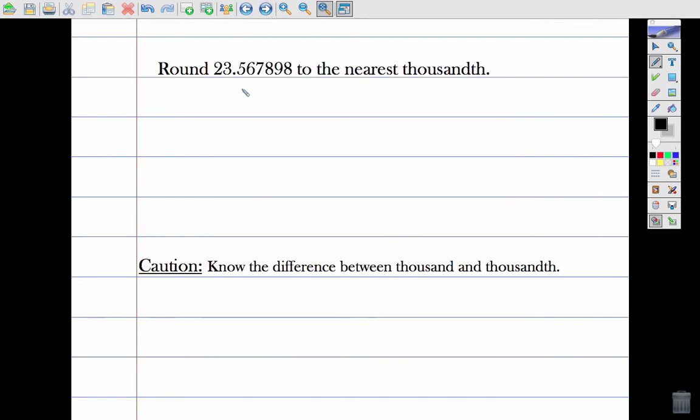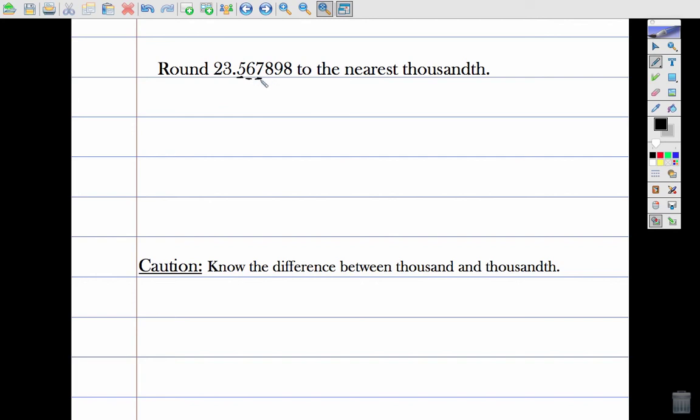So we're going to round 23 and 567,898 to the nearest thousandth. So we have to remember which spot is our thousandths, so we can count. This is our tens, our hundreds, and our thousandths. So we're going to round this to the nearest thousandth.